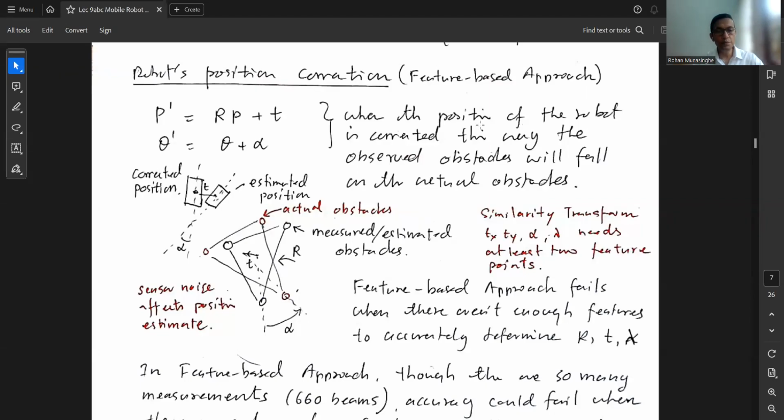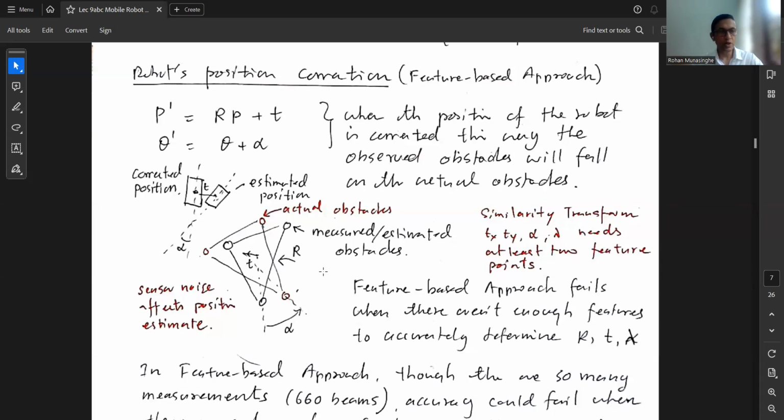All right. Now, you can see this technique. This is what is called feature-based localization. You have features, landmarks, and your sensor tells how many landmarks are around you, right?